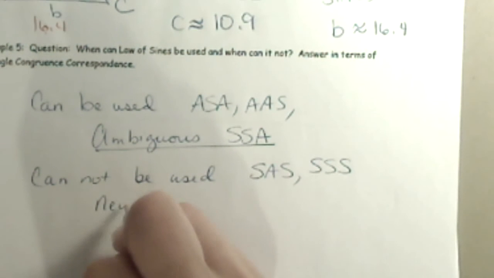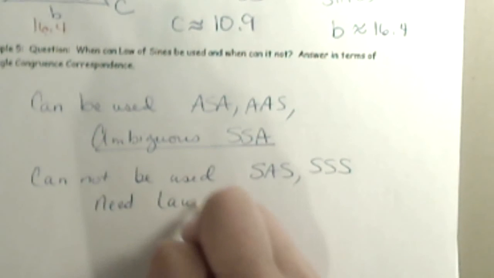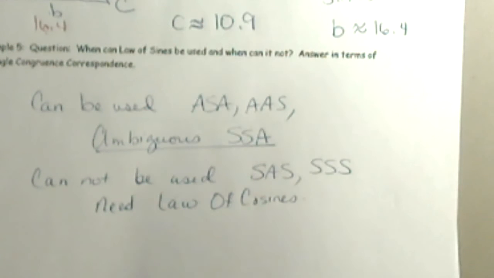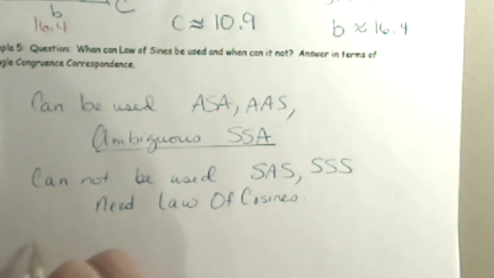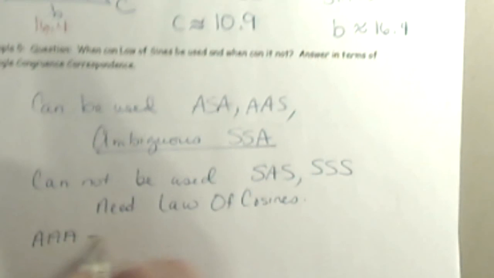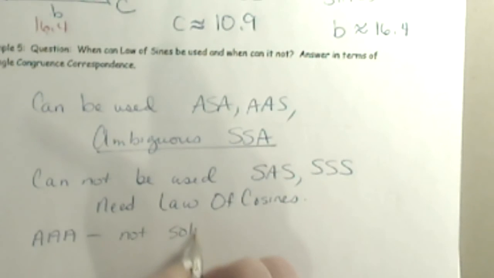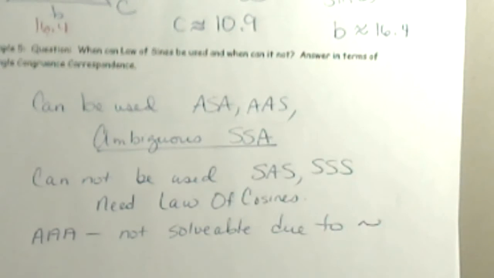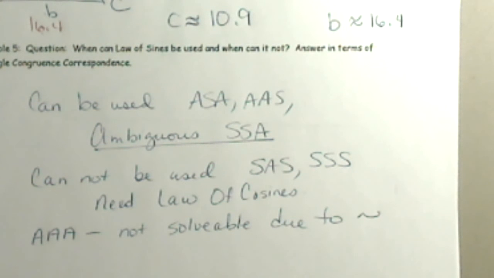We will need law of cosines, or for you now, we will need something else because we have not derived that yet. And angle, angle, angle, not solvable due to similarity. That's the end of this lesson on simple law of sines.